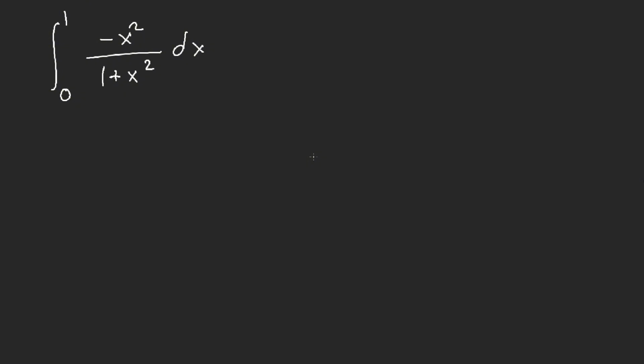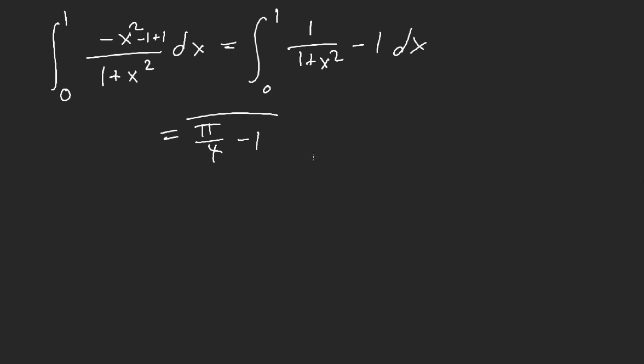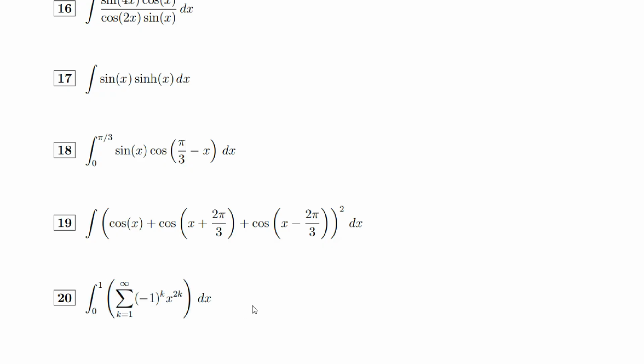It's not just arctan, it's not pi over 4. We have a negative x squared on top. And now we could do minus 1 plus 1, so we have this, minus 1 dx, and this is simply pi over 4 minus 1, which is the correct answer. So that's that, and then I went back and I'm like, alright, let's go back to here.